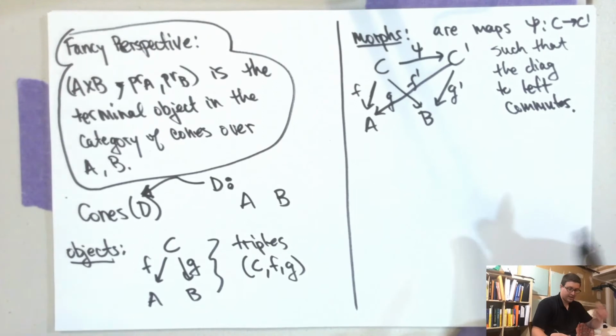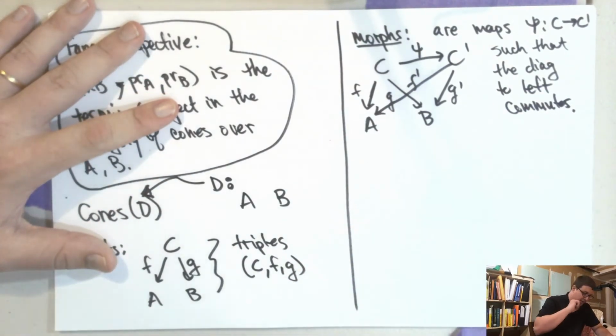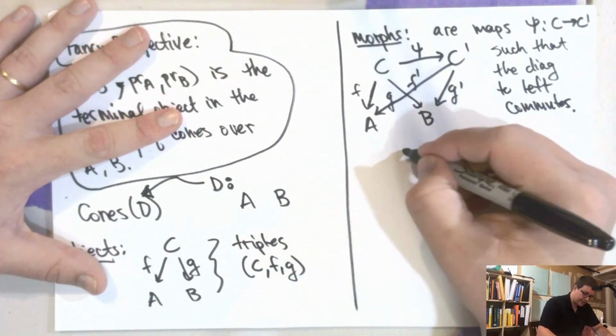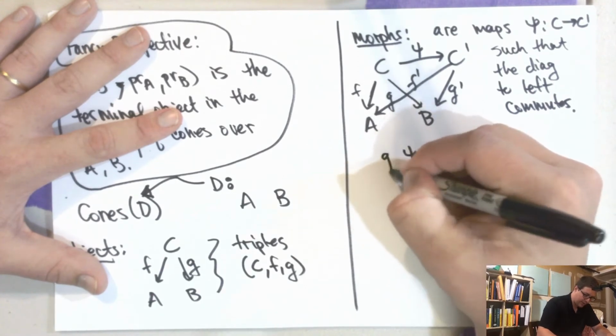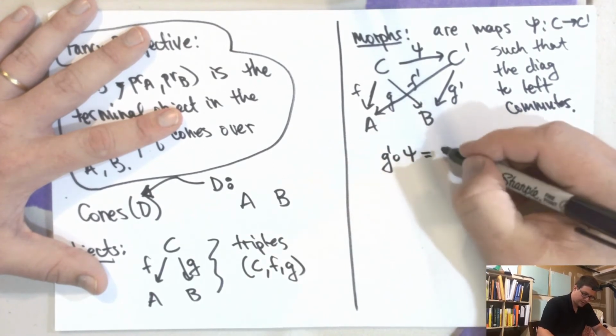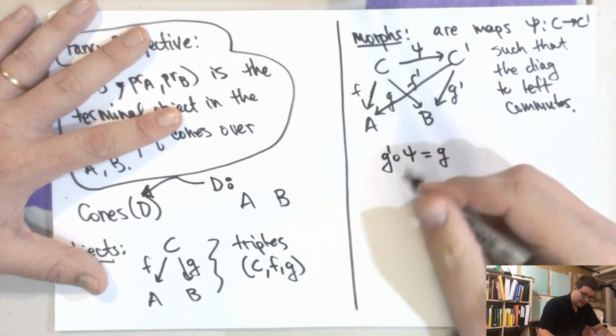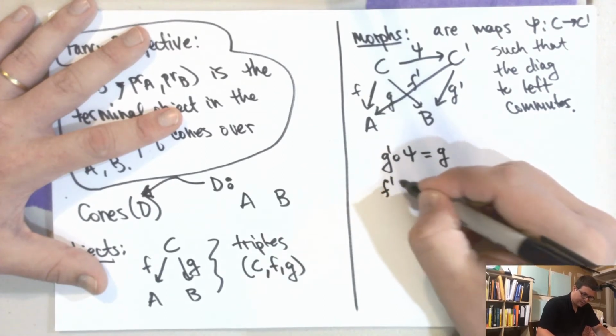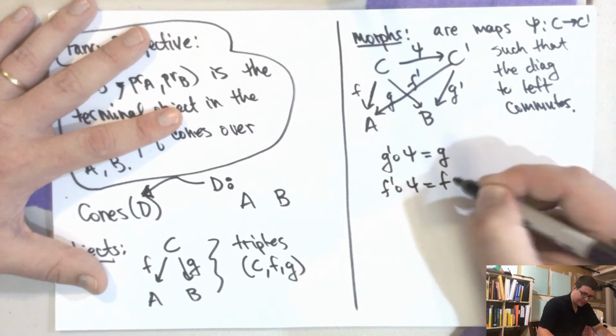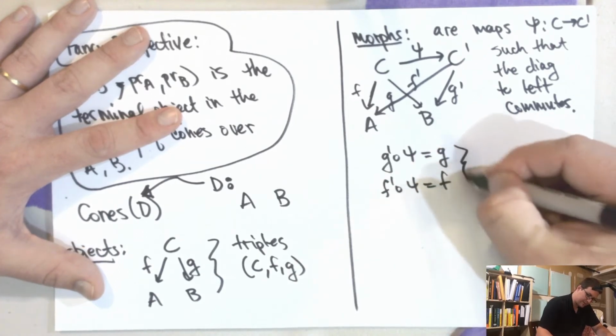Okay, what does that mean? So that means that psi composed with G prime is equal to G, and F prime composed with psi is equal to F. Okay, so this is what it means to commute.